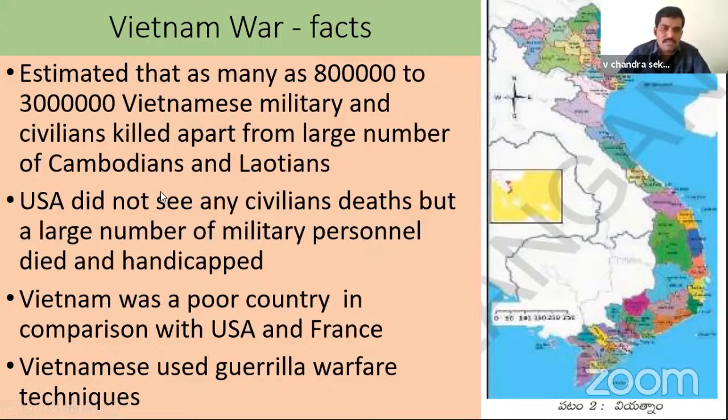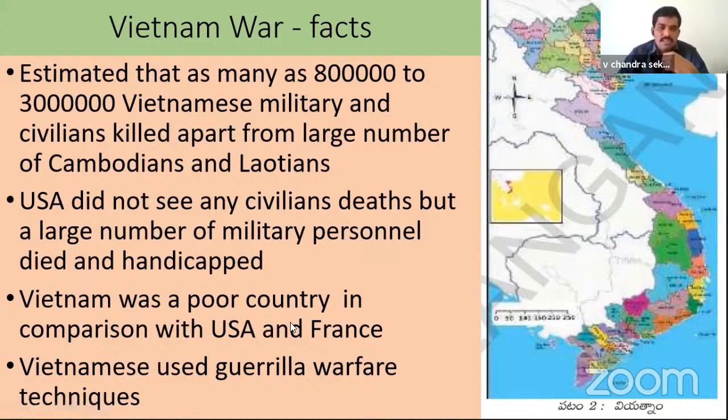The USA is very far from Vietnam. That's why there was no loss to civilians who lived in the USA, but a large number of military personnel who directly participated in the Vietnam War died, and thousands of people were physically handicapped because of the war damage.